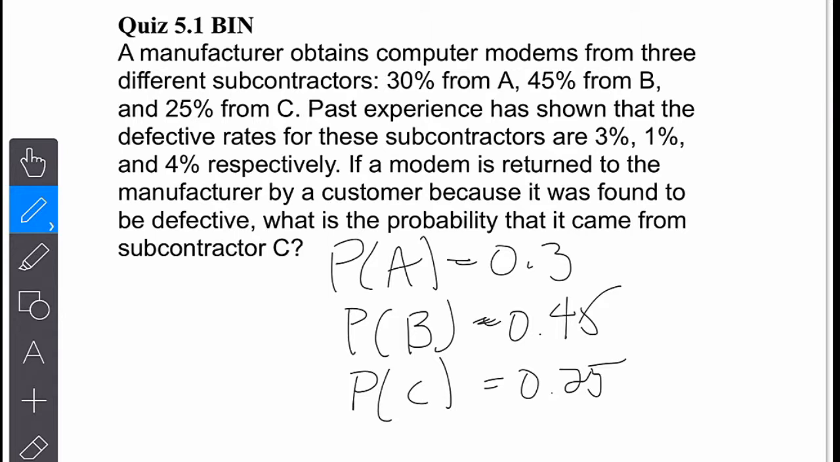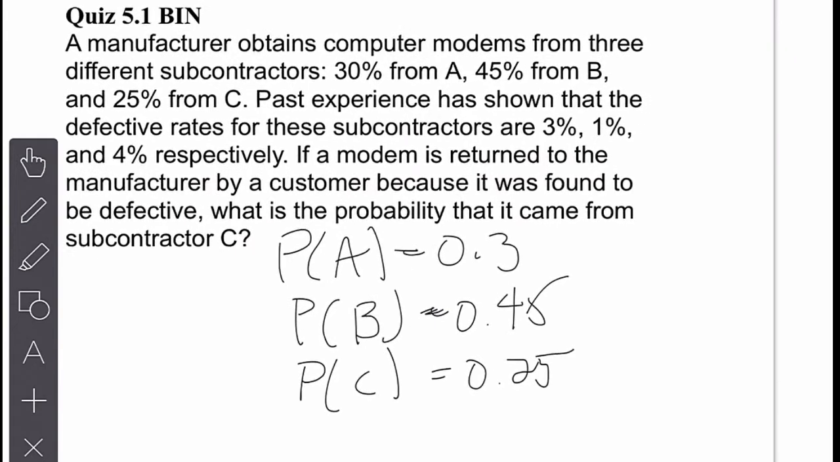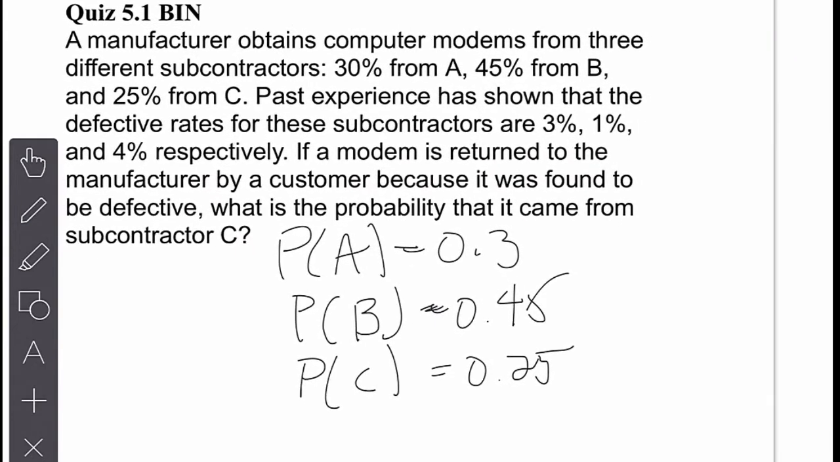Past experience has shown that the defective rates for these subcontractors are, so defective rates, so that means if it comes from A, the chance that it's defective is 3%.